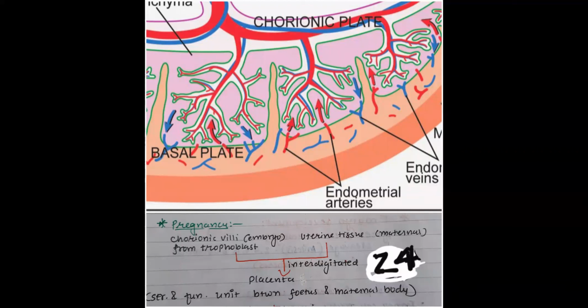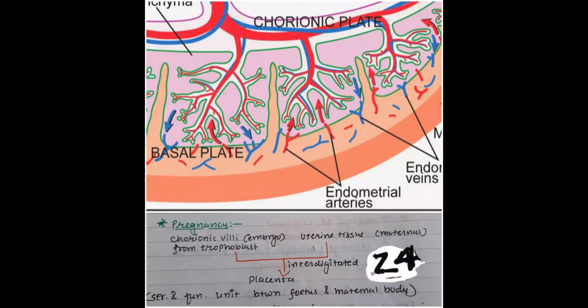Well, placenta becomes an exchange point between the maternal side and fetal side. So the supply of oxygen and nutrients, on one side there is a mother, on another side there is an embryo.